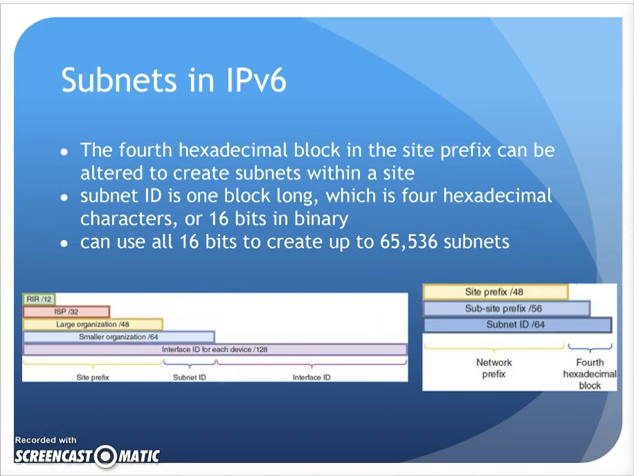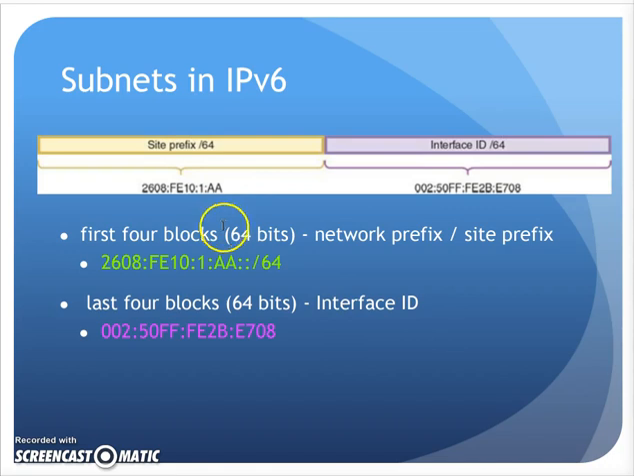So if I were to back up right here, I could say AA would be the first subnet, maybe AB is the second subnet, AC is the next subnet, AD is the next subnet, AE is the next subnet, and so forth. I could do something along those lines to create subnets for my facility using that 4th hex block right there.